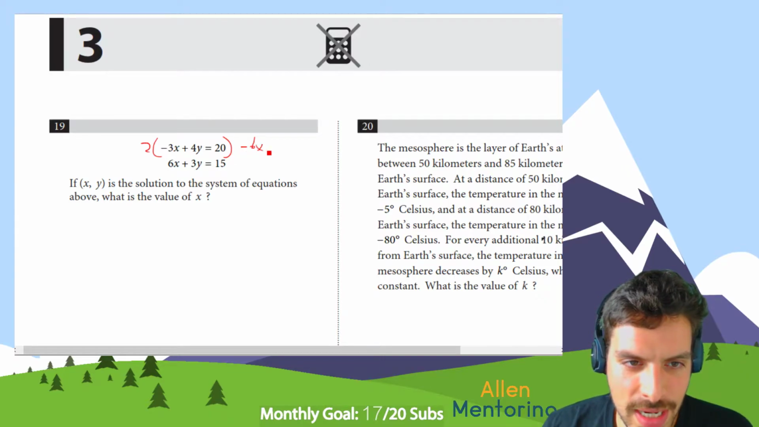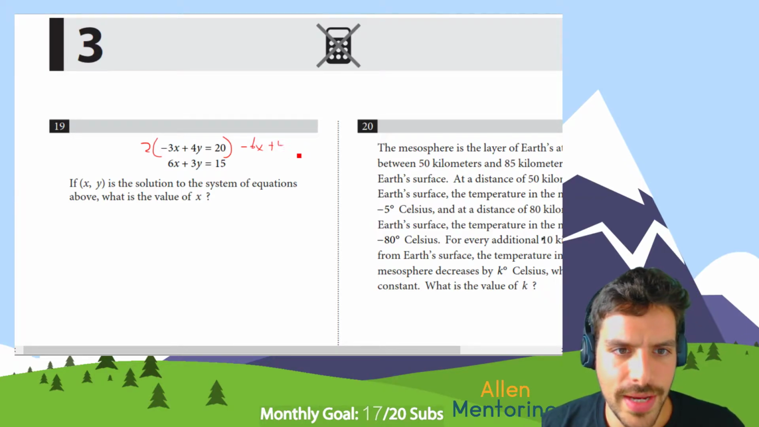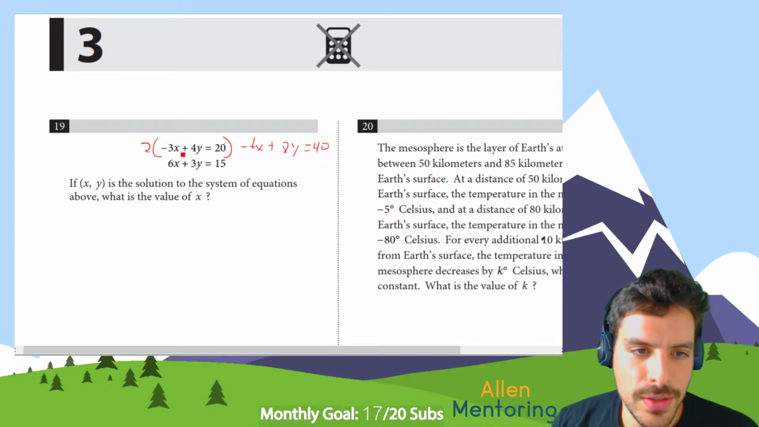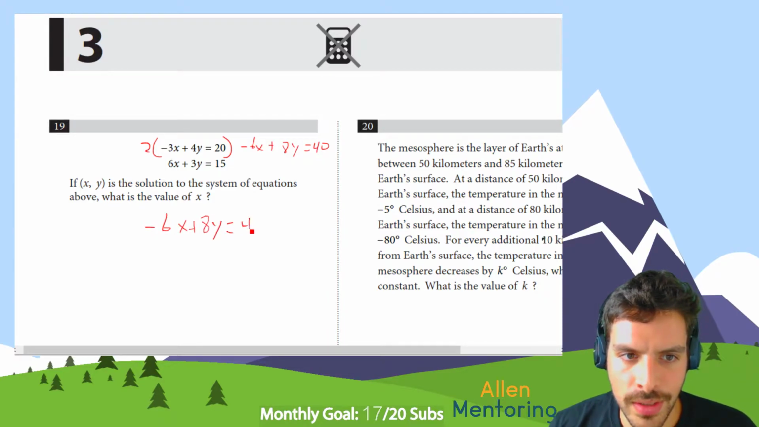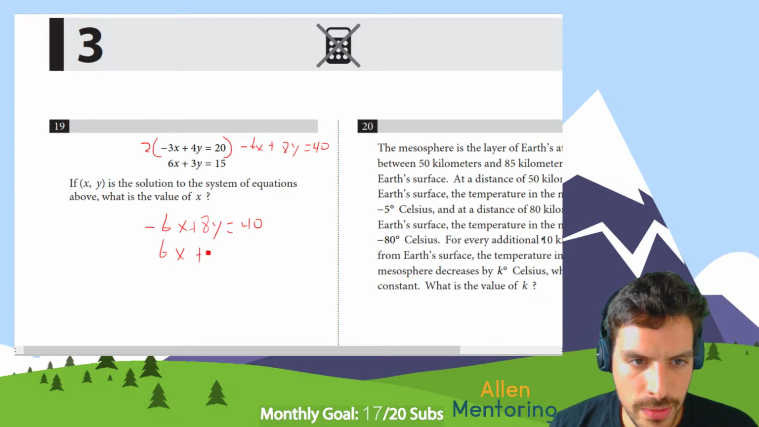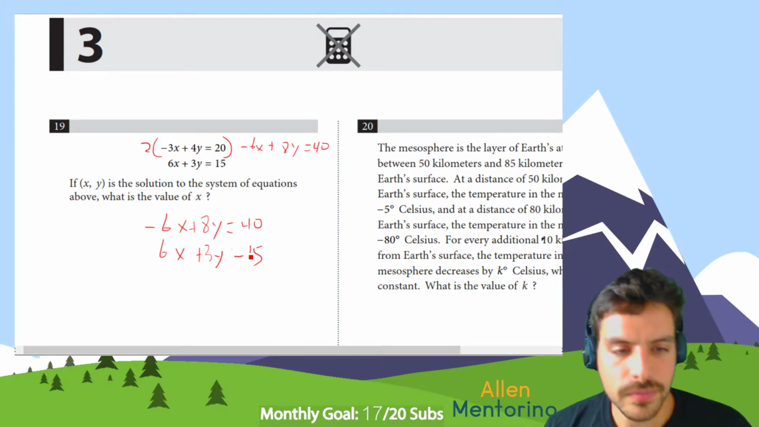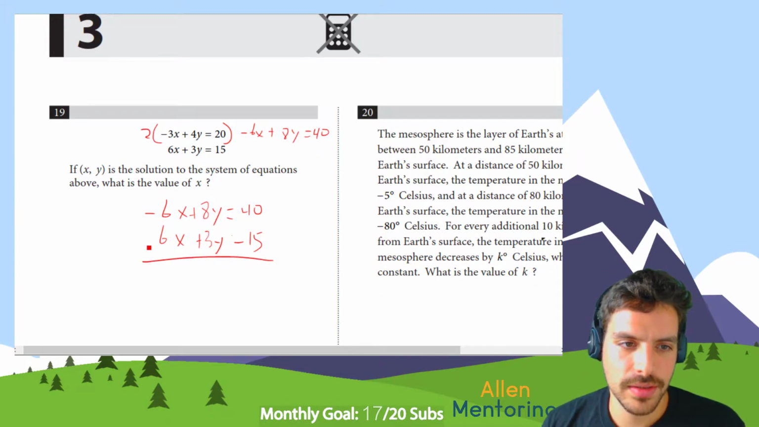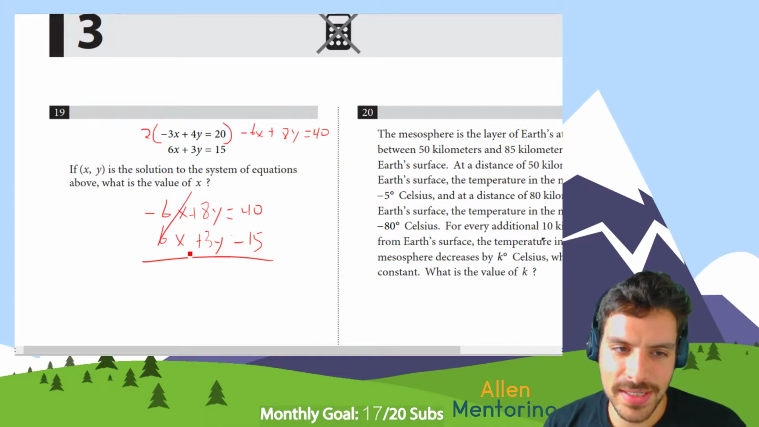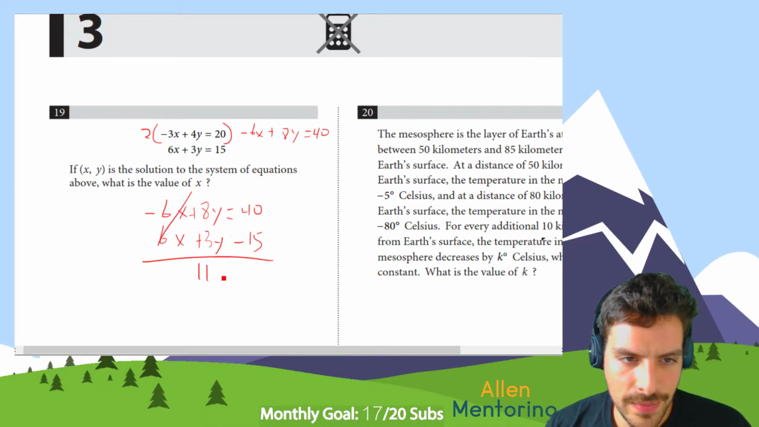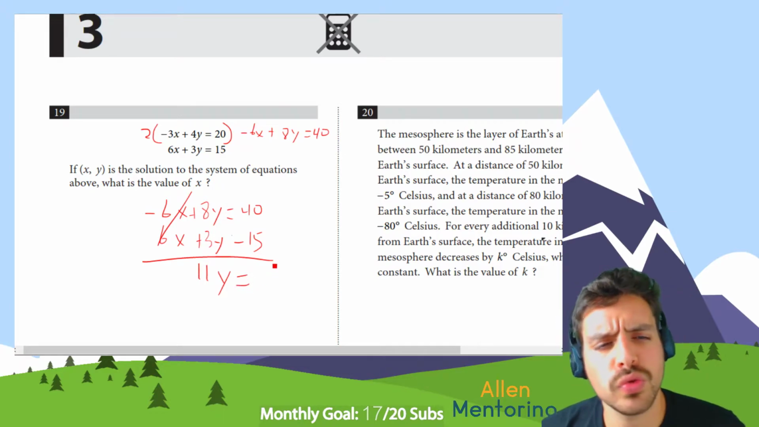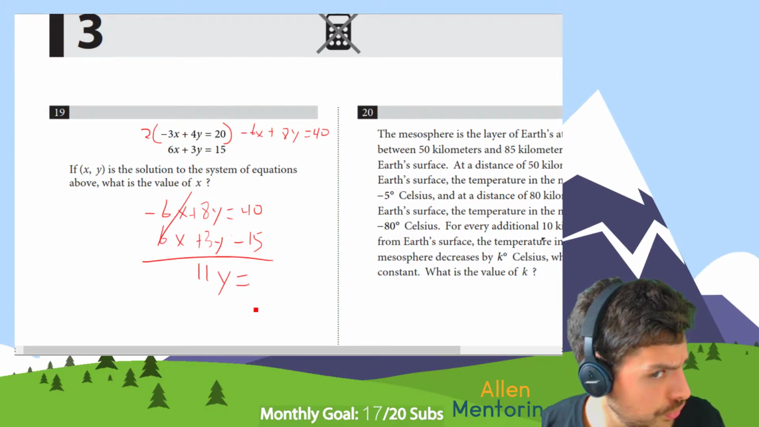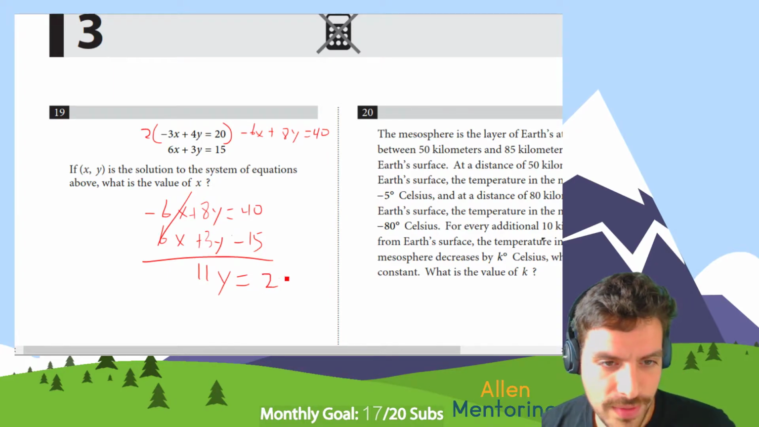So now I'm going to do negative 6x plus 4y is equal, sorry, what? Negative 6x plus 8y is equal to 40, okay? And so now let me stack up these two equations. Negative 6x plus 8y is equal to 40, and 6x plus 3y is equal to 15. So now I'm going to add up these two equations. And now I see that 6x and negative 6x cancel out. We have 11y is equal to 40 minus 15 is 25.